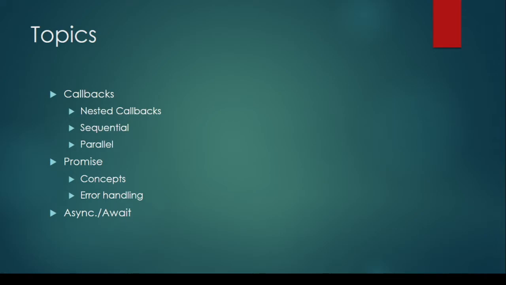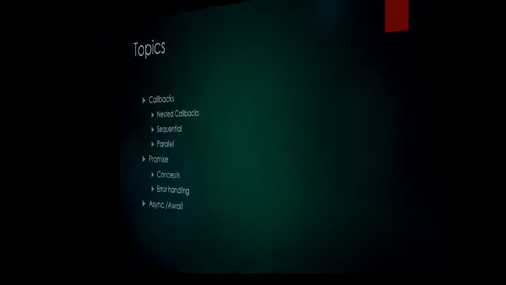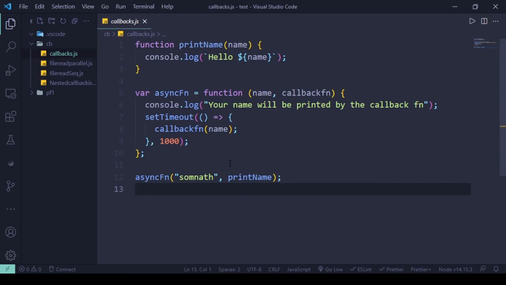So let's get into the coding now. To start with the callbacks, these are certain examples I have already created. I'm not creating these syntaxes from scratch, just to save time. It's very simple to start with. I have just created a function with a name like print name, and it will console log hello name. Whatever the name it receives, it will just print it.